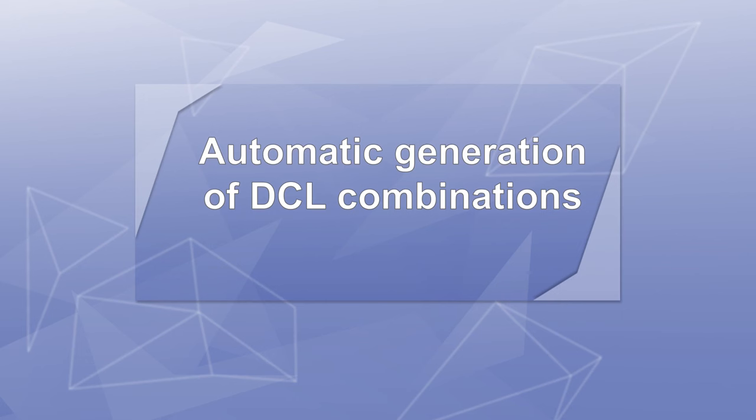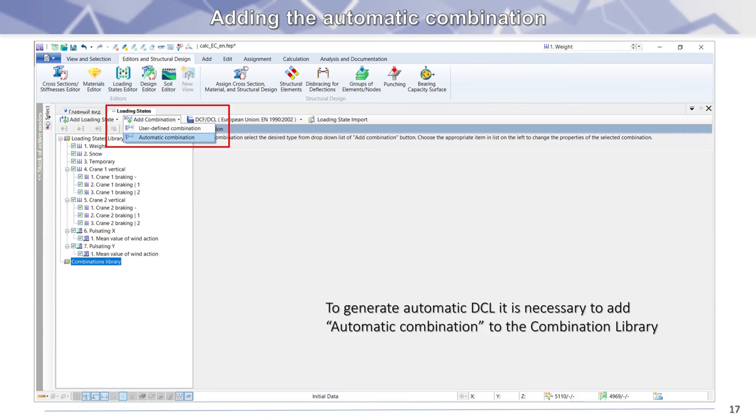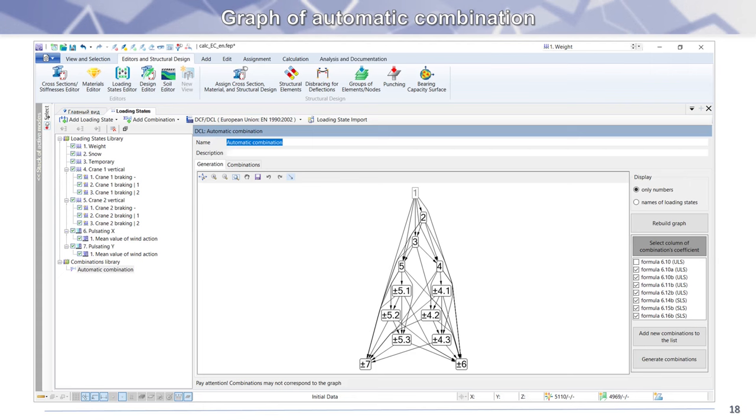This set of already considered initial data is sufficient to determine the DCF which will be calculated when starting the calculation of the problem. To generate automatic DCL, it will be necessary to add automatic combination to the combination library. The interface automatic combination consists of two tabs. The tab Generation displays an automatically created graph for logical links of loading states, which can be edited, and the list of formulas to be used for combination.